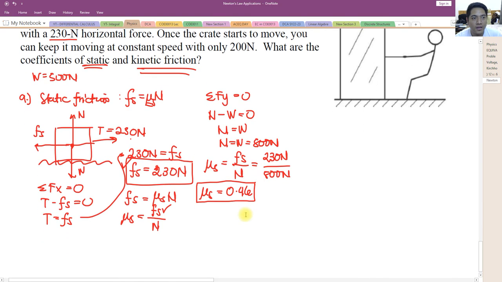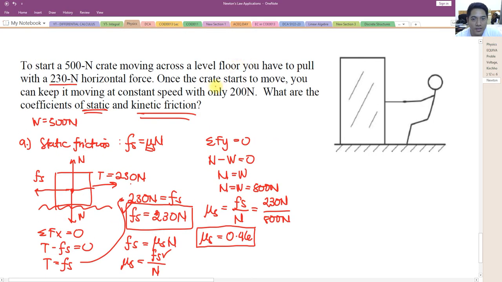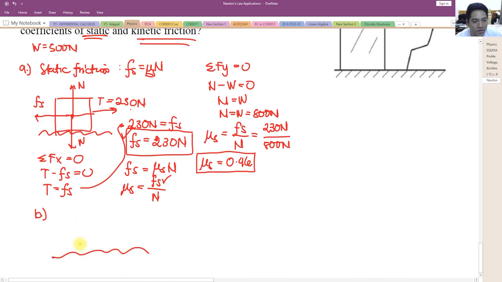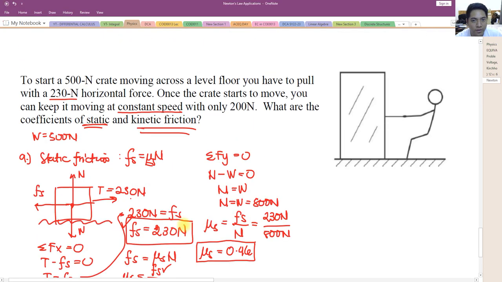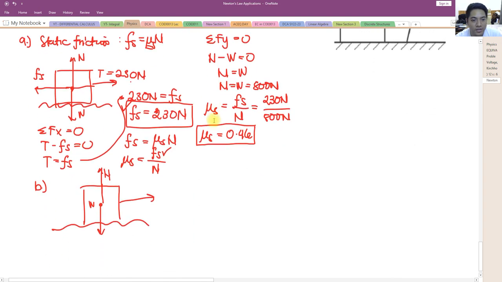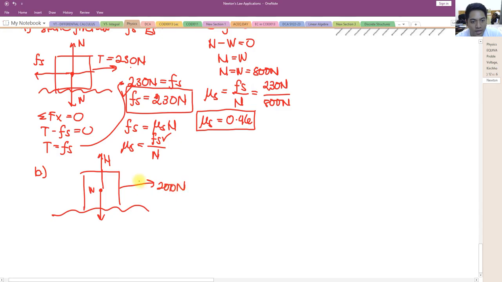How about the kinetic friction? Once the crate starts to move, you can keep it moving at a constant speed with only 200 newtons. So again, once it starts moving, the free body diagram is still W, and we still have the normal force. Once it starts to move, meaning you only have to pull it with 200 newtons. That's what the problem is saying. So the pulling is now 200 newtons. The tension here.